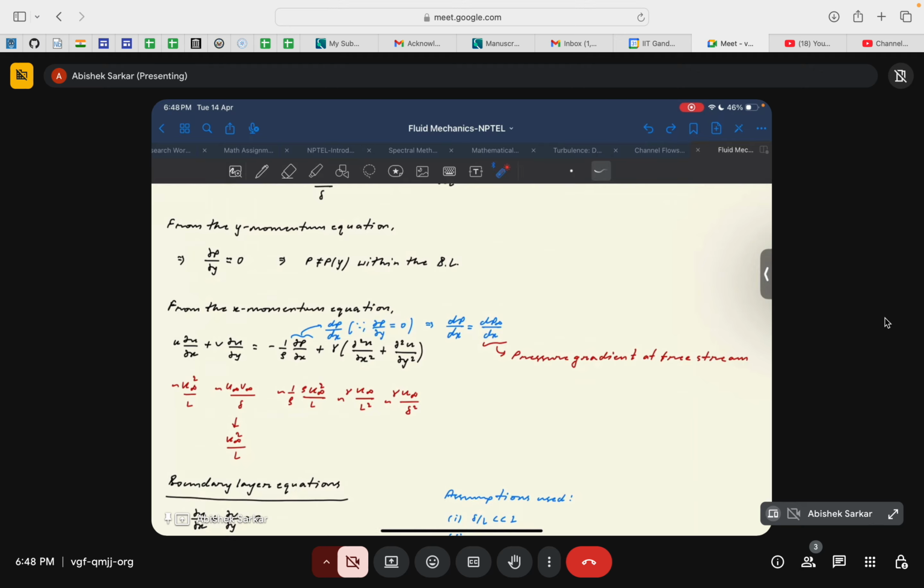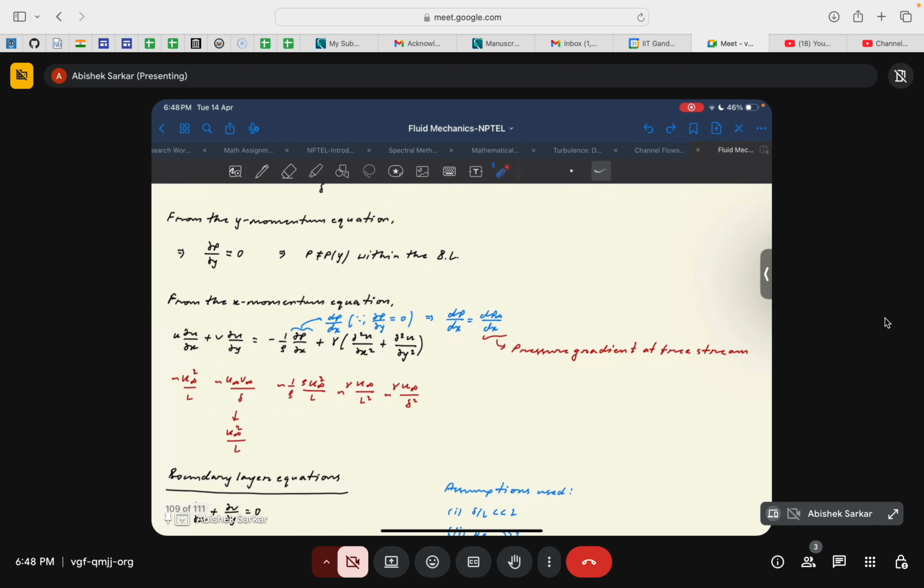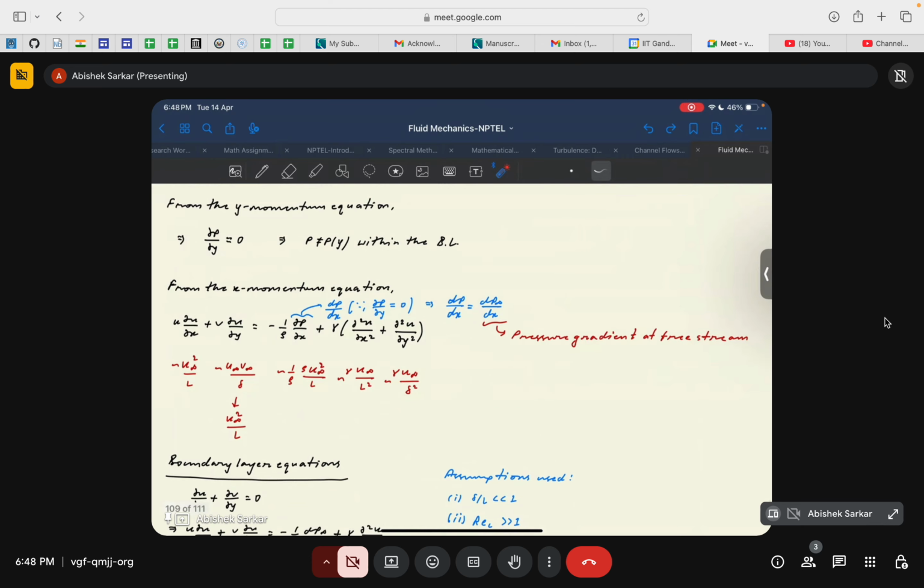So now let us take the x momentum equation and see if we are able to do similar cancellations or simplifications. The x momentum equation tells us u ∂u/∂x plus v ∂u/∂y is equal to minus 1 by rho ∂p/∂x plus nu (∂²u/∂x² plus ∂²u/∂y²). Again, the unsteady term is cancelled out because we are not considering the flow to be steady.